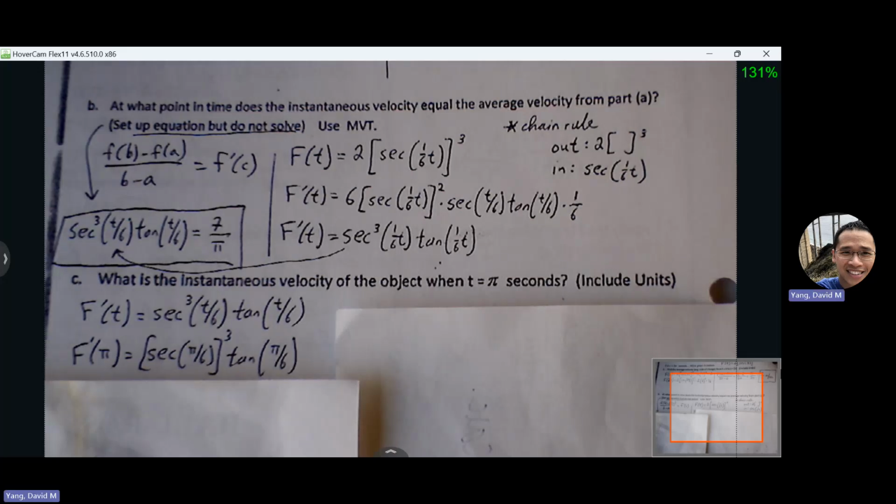Okay, secant of pi over 6, similar to cosine of pi over 6. We know cosine is √3 over 2. Flip that, we get 2 over √3 for secant. Tangent for pi over 6, sine over cosine, is also 1 over √3.